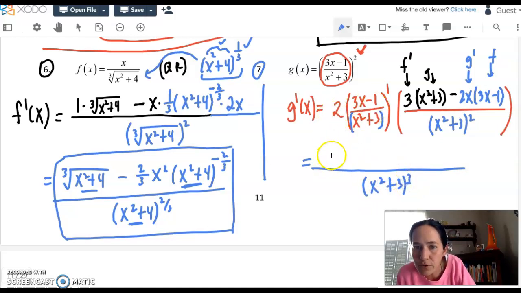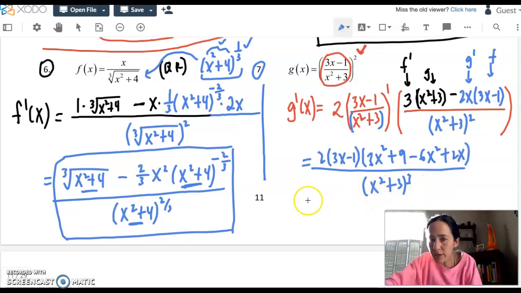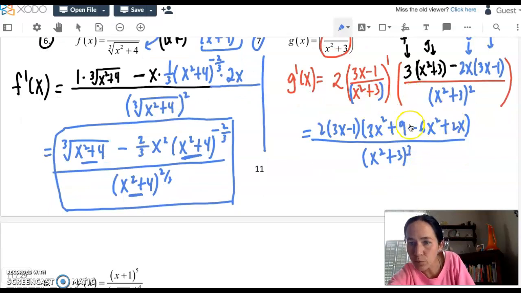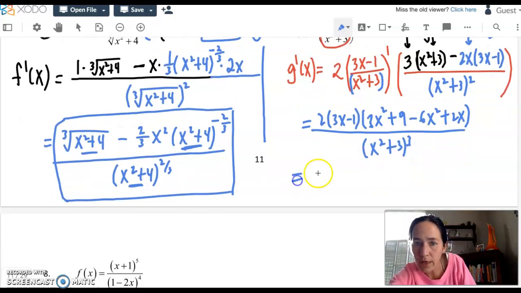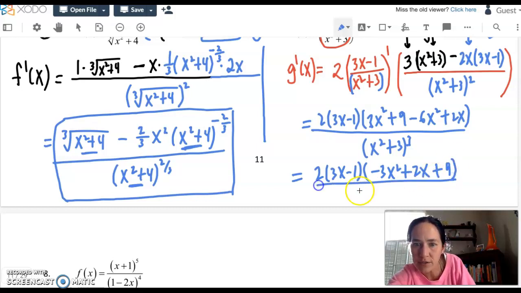What else? Up top, you've got 2. You've got 3x minus 1, and then you have something that I said we could clean up a little bit. So here comes the 3 distributed into the x squared plus 3, so 3x squared plus 9, and then minus 6x squared, now being really careful with signs, plus 2x. At this point, I'll simplify a tad more, and I'll just work on this inner part of those parentheses. So I'll have a 2, a 3x minus 1, and then what? Negative 3x squared plus 2x, I think plus 9. And then the denominator is going to stay the same.